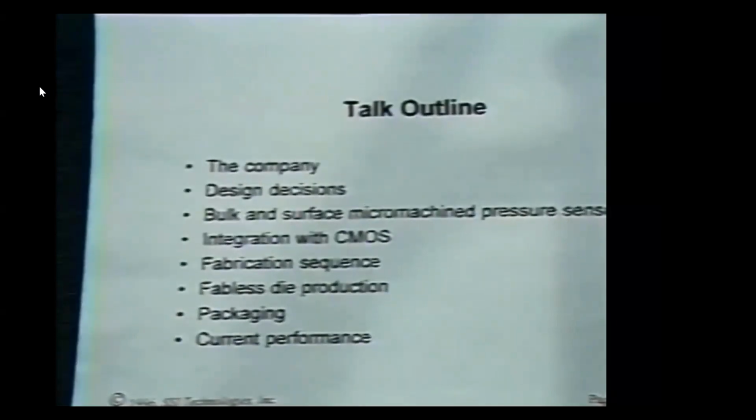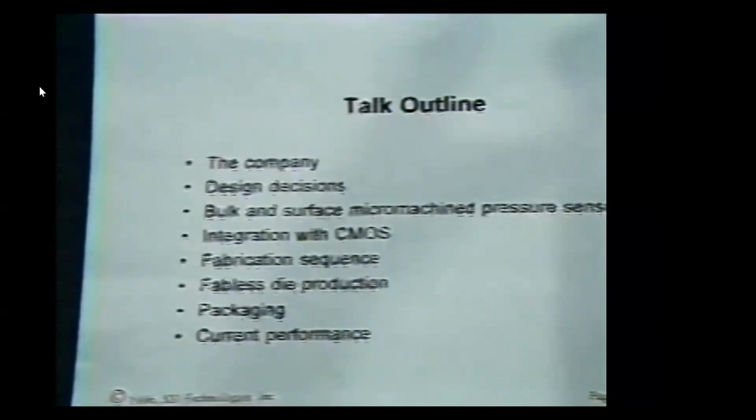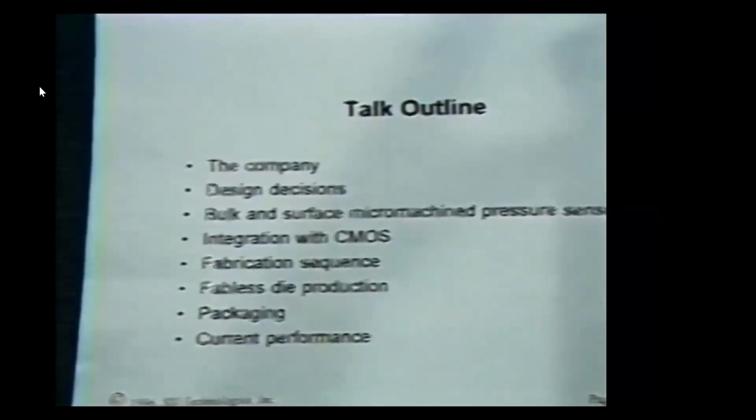I'll talk a little bit about how our surface micromachine pressure sensor compares to bulk micromachine pressure sensors, and how we integrated that with CMOS currently. In other words, what is the fabrication sequence of that pressure sensor, as well as how we go about doing this without having the manpower that our previous speaker has at his disposal. In other words, we don't have a fab, but yet we can still produce wafers. Then we'll talk a little bit about the back end of the process, that is the packaging, as well as some of the current performance of the die itself, as well as the packaged die.